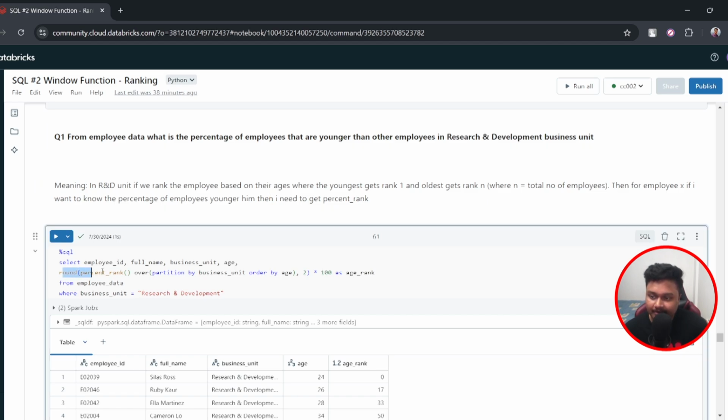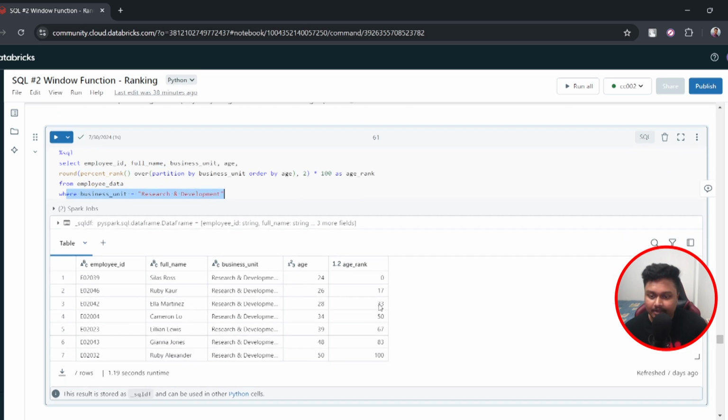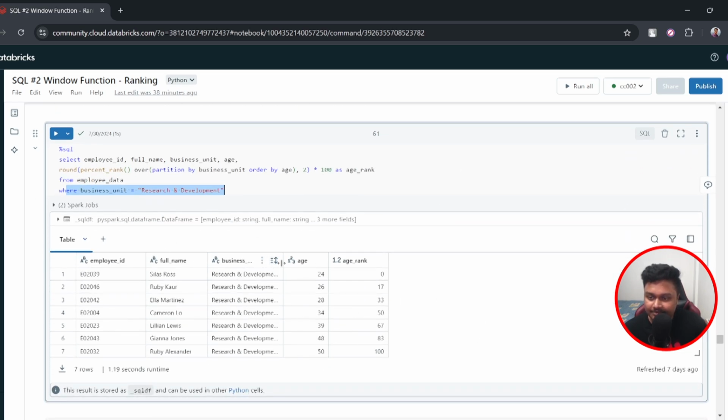Here you can see I've written the percent rank syntax. It is percent rank over partition by business unit, order by age, and because we are looking at the youngest records, I've included ascending order only. I'm also rounding it off to 2 decimal places and multiplying it by 100 to get the percentage. Finally, I'm filtering for the R&D business unit, and here you can see I've run this query. So this is the data we get.